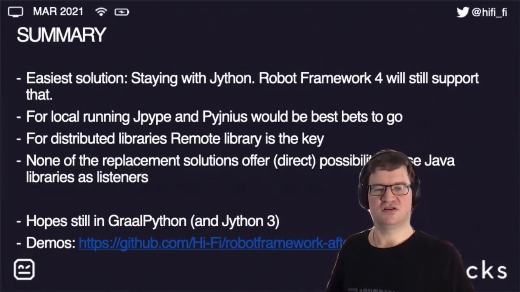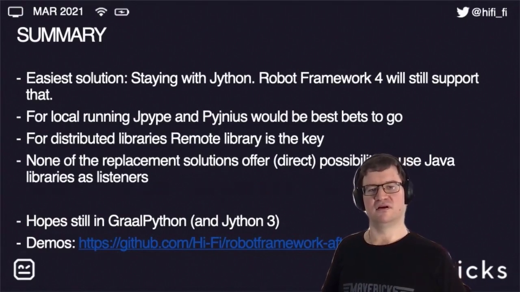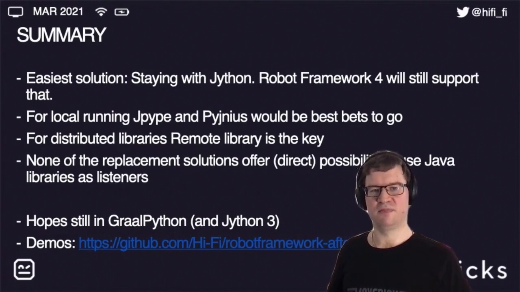I would say that the easiest solution, of course, is staying with Jython, so don't do anything. Robot Framework 4 will still support that. But for the local running, and if wanting to be sure that you can run Robot Framework after version 4, I would say JPype and PyGenius are the best bets to go.